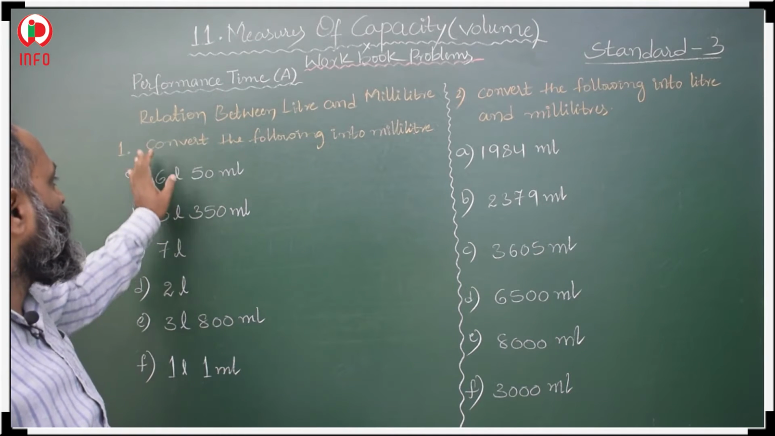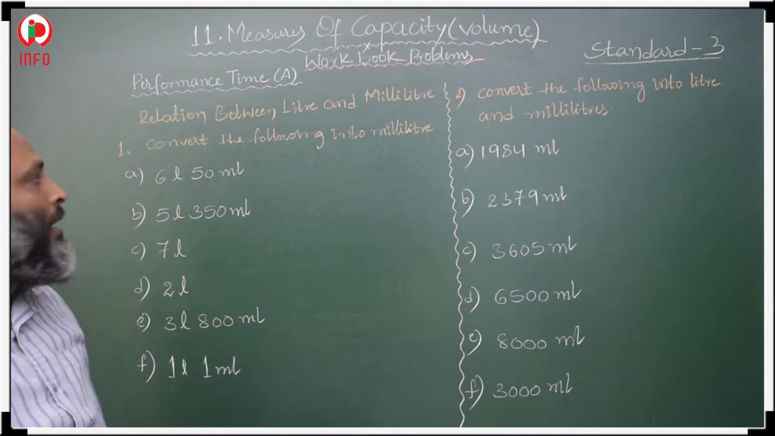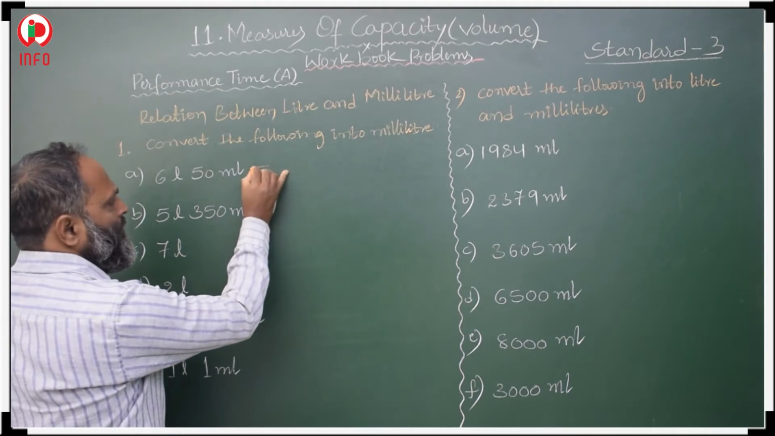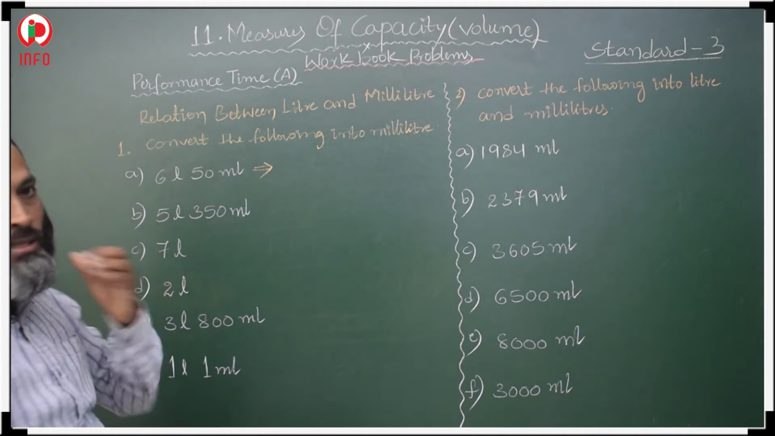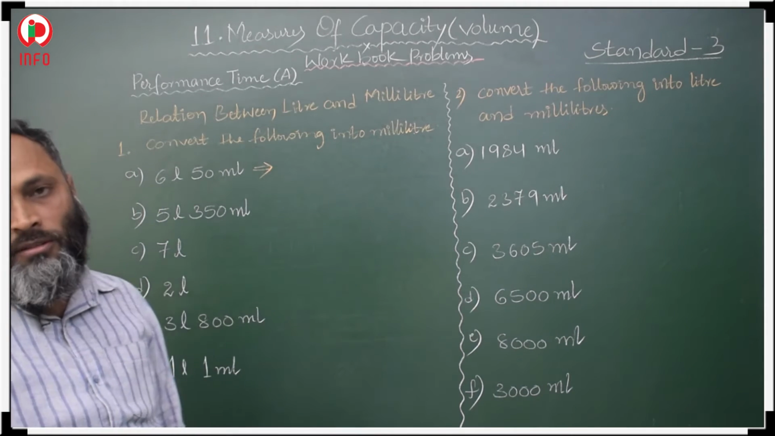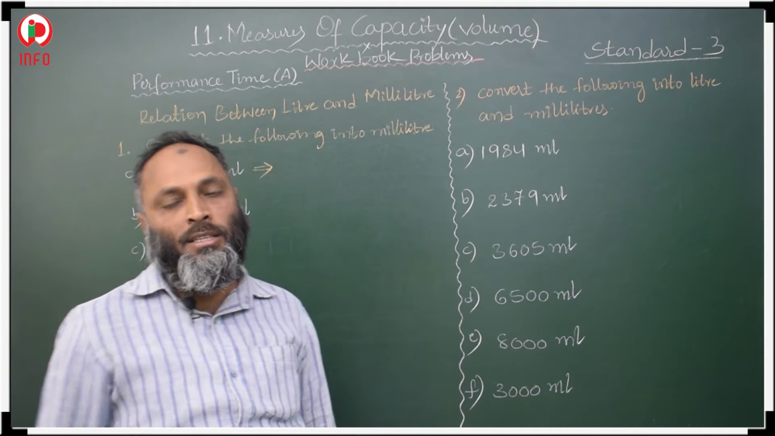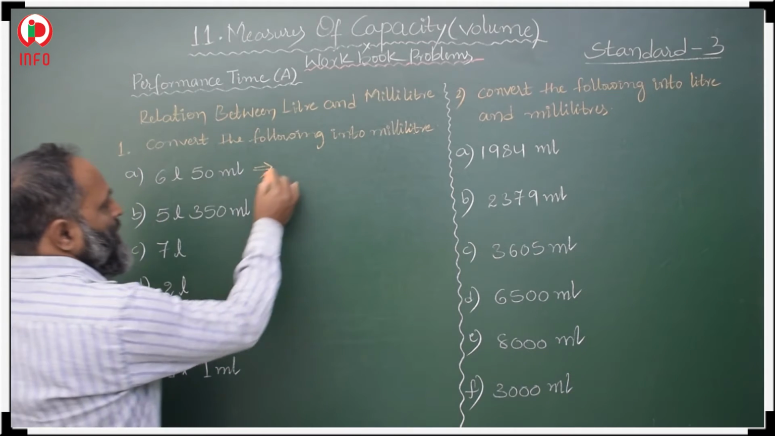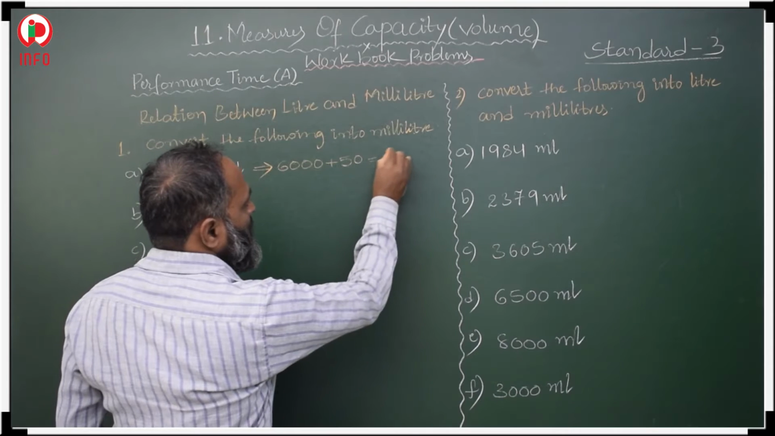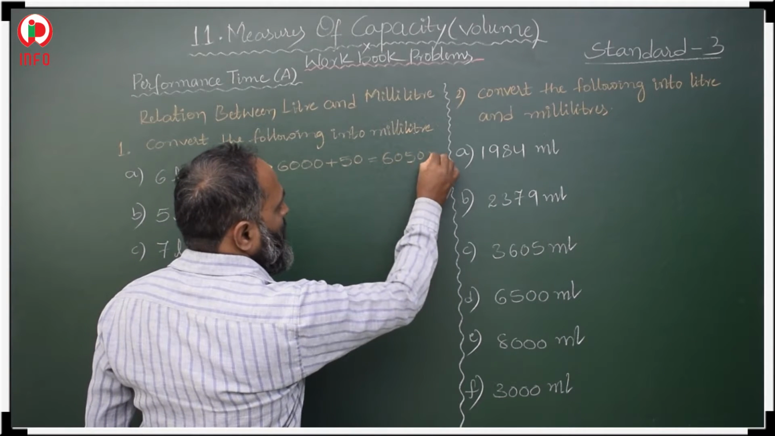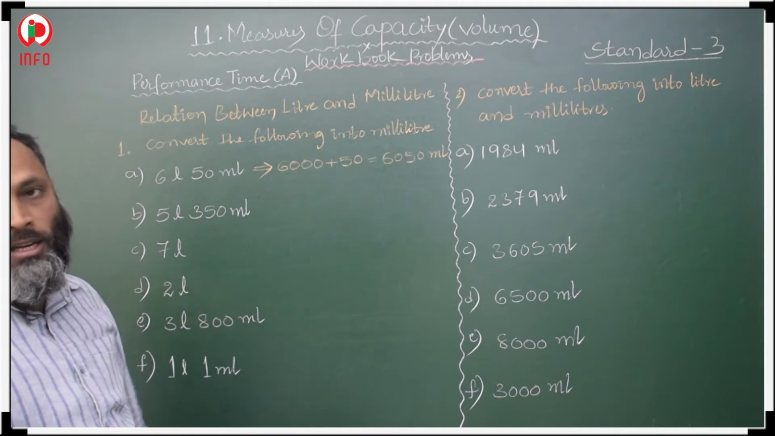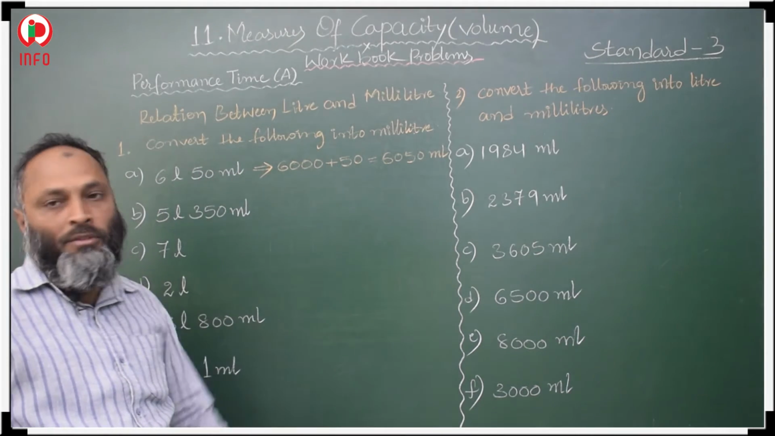So how to convert? We have to convert liters and milliliters into milliliters. See here: 1 liter is equal to 1000 milliliters, so 6 liters is equal to 6000 milliliters. Here 6000 plus 50, the total is 6050 milliliters. 6 liters is equal to 6000 milliliters, and this 50 milliliters we have to add.